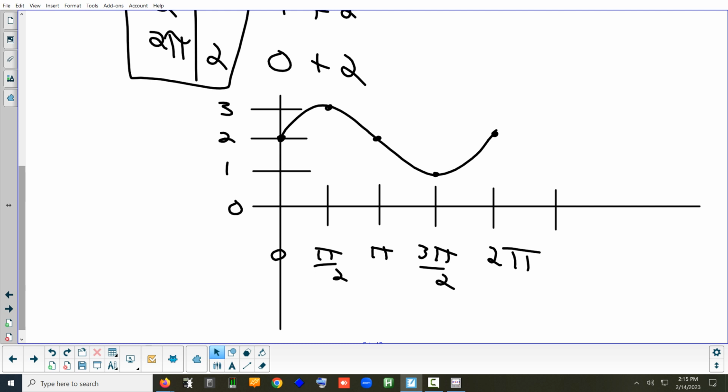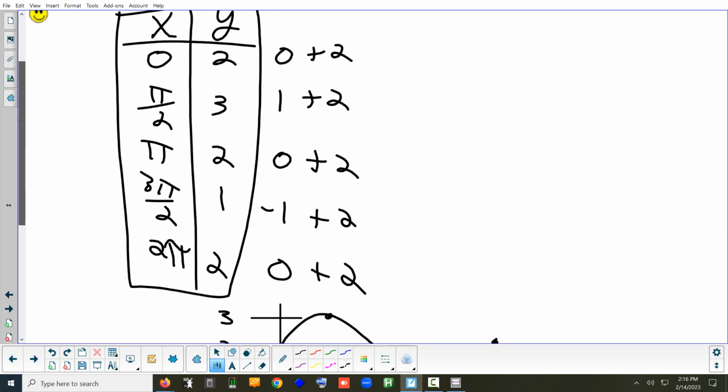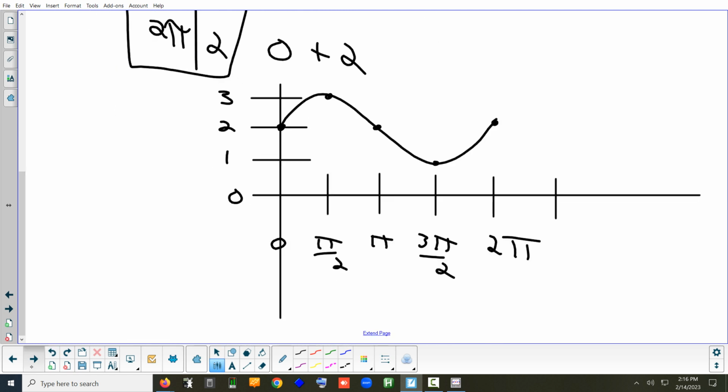Okay, now, what would be the amplitude of that? Yeah? 1. Okay, sometimes people say 3. Well, I agree 3 is the highest value, but it's not the amplitude. Amplitude is always, imagine drawing a line right in the middle and measure the distance off that center, which in this case is 1. Good. Any questions on that? So that was a sine function shifted up.